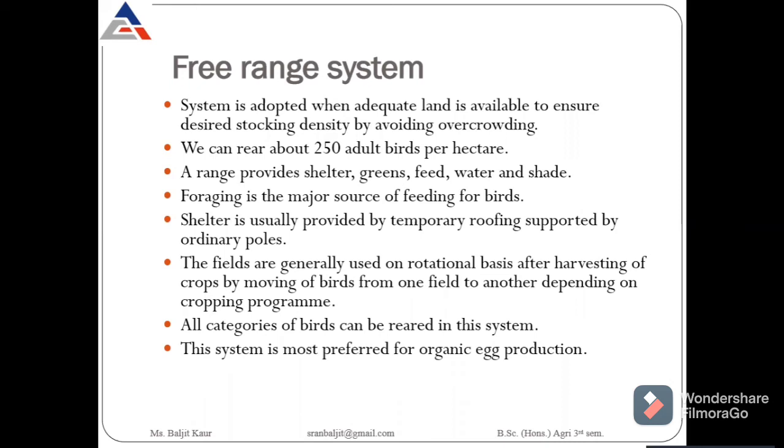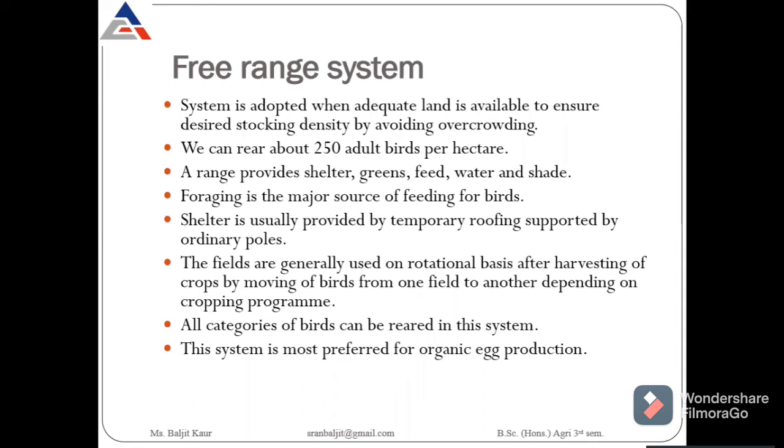So what is the major source of feeding? Foraging, right? Shelter is usually provided by temporary roofing supported by ordinary poles. So sometimes the shelter provided in the case of free range is a temporary roofing system, right? Fields are generally used on a rotational basis after harvesting of crops, by moving birds from one field to another depending upon the cropping program.